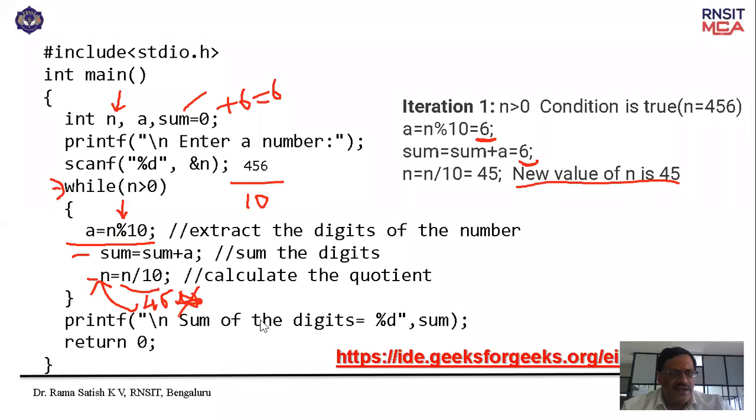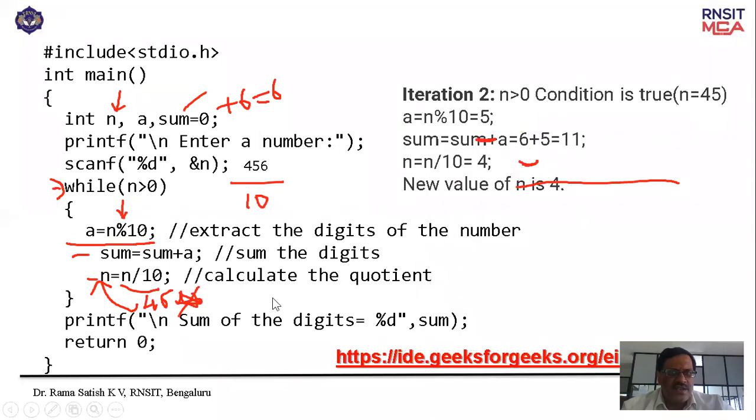Now, is n greater than 0? Yes. So in such cases, it will come back again. Again, it will perform 45 modulus 10, which is 5. So 5 will be added to sum. Sum is already 6, 6 plus 5, so now it becomes 11. The final answer 11 is stored back into sum.